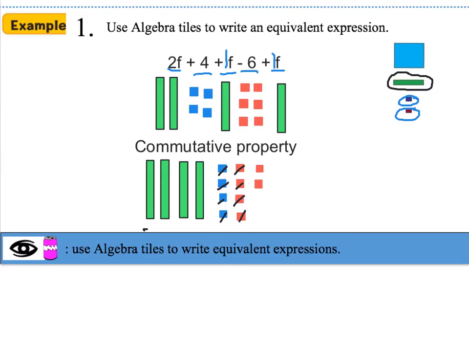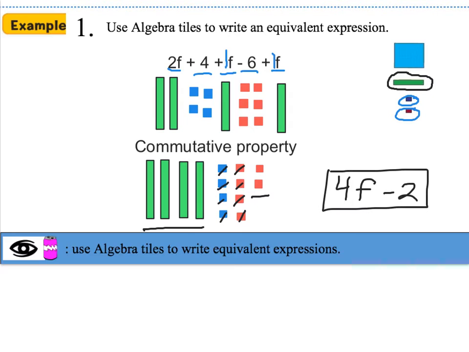I've got 4 variable terms, so that's going to look like this: 4f. And I've got 2 negative constant terms, which looks like this: negative 2. You cannot combine these because this has an f and this does not. So our final answer is 4f minus 2.